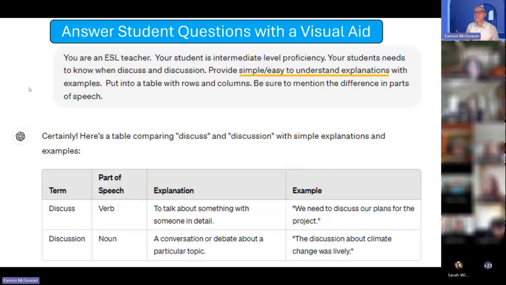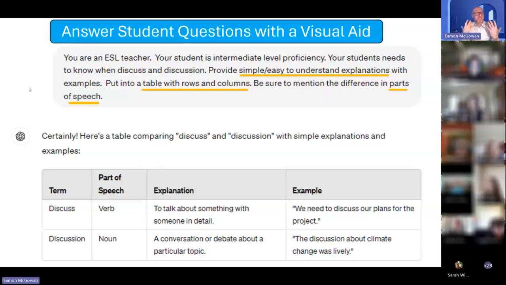You can see I put here, provide simple, easy to understand explanations. I also wanted it to put it into a table so that I could easily put it into the chat or email to the student. And we've been talking a lot about parts of speech, so I wanted to make sure that that was included because it was something we have been talking a lot about in class.